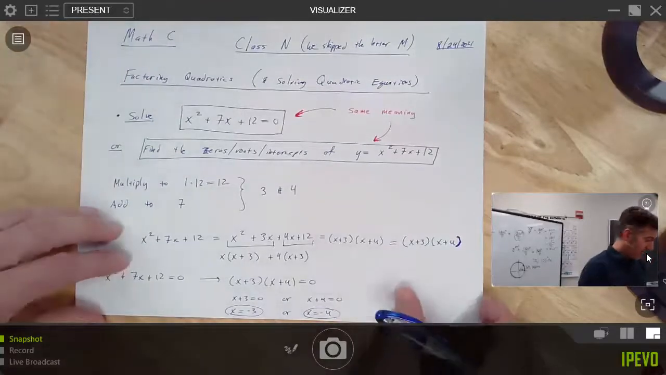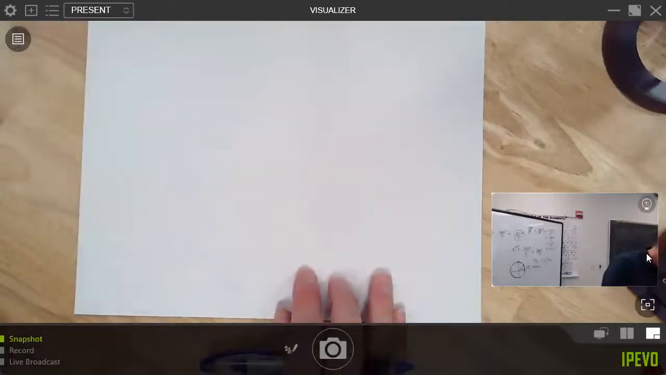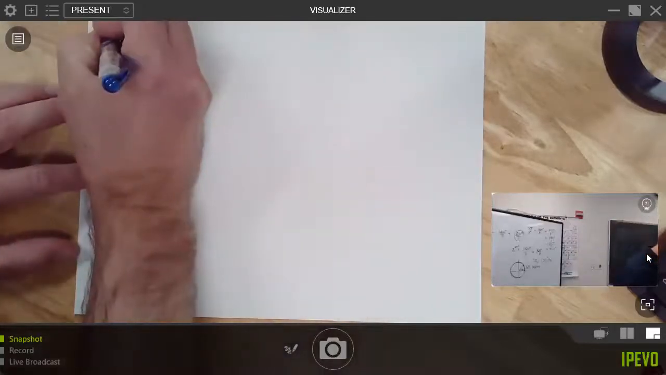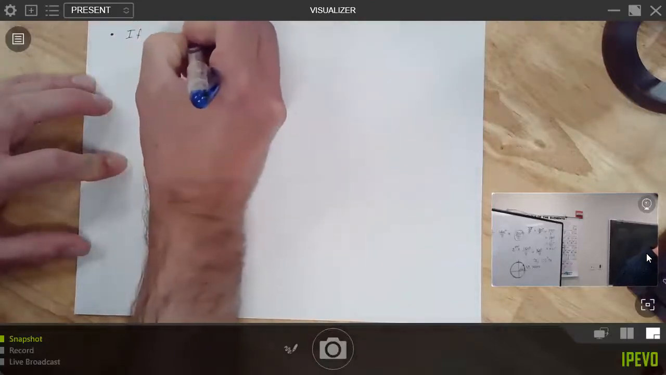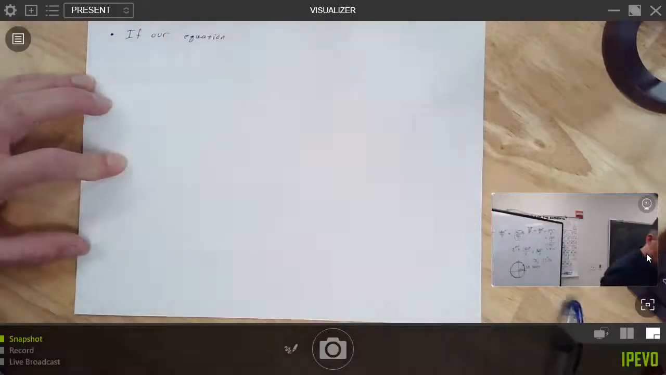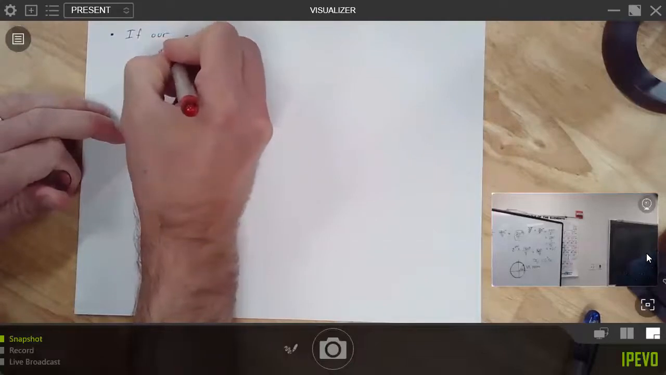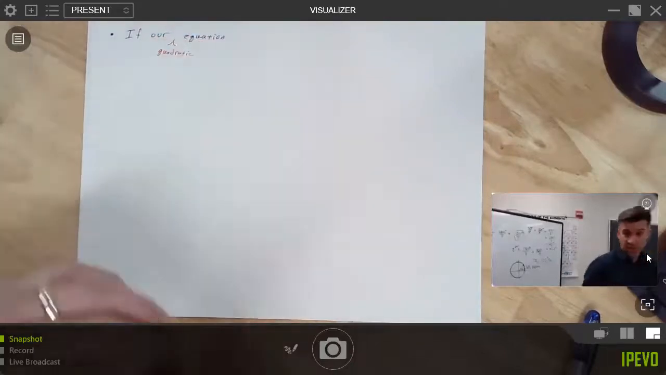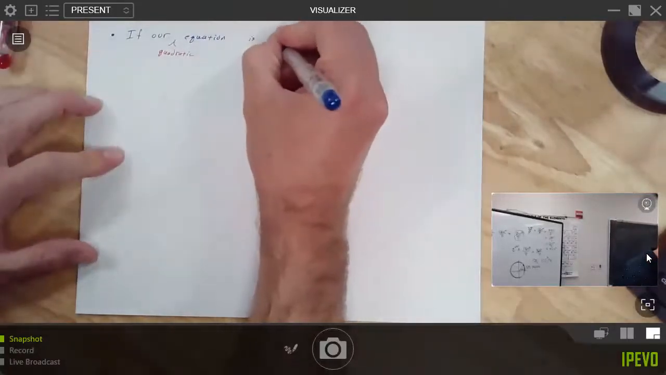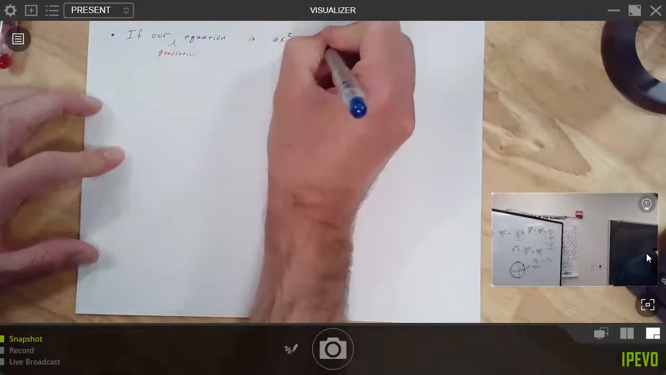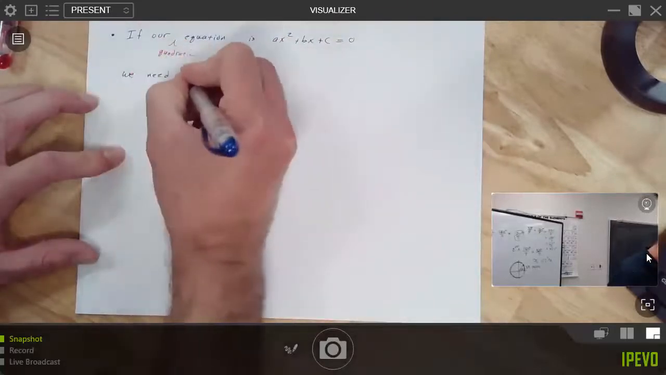So here are kind of the ways to make this work. If our equation, I should really say if our quadratic equation, because it is quadratic, because the highest power of x is 2, is ax squared plus bx plus c equal to 0, we need two numbers.